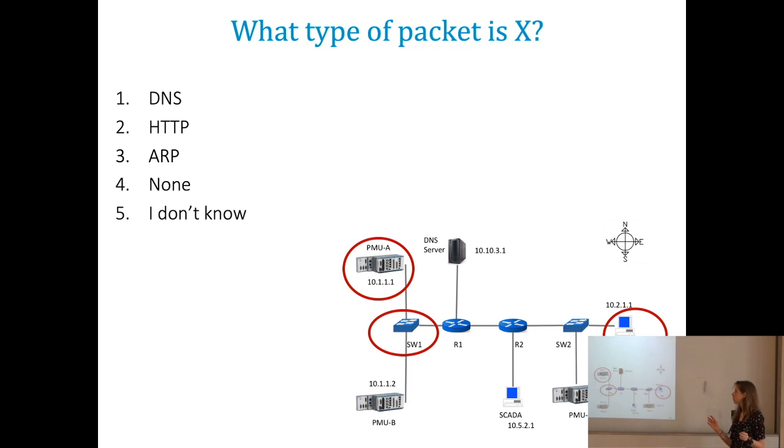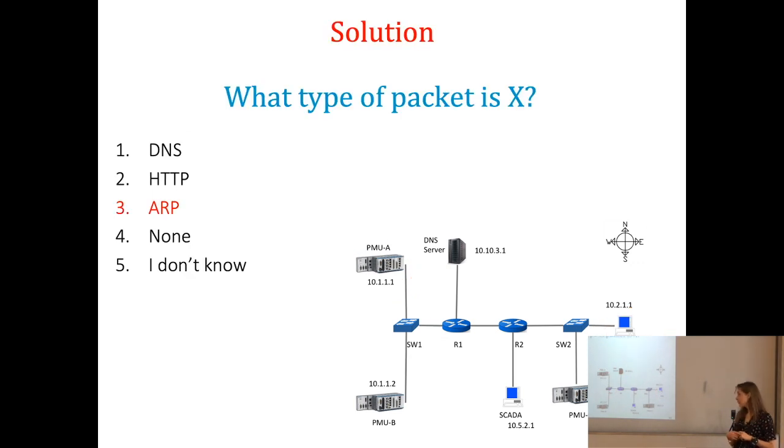Okay, so I think there were more answers for the ARP request, which is correct, because before sending the message from the PMU to the PDC, you need to find out who is around you, the MAC addresses, so that you can actually do something and communicate with someone.